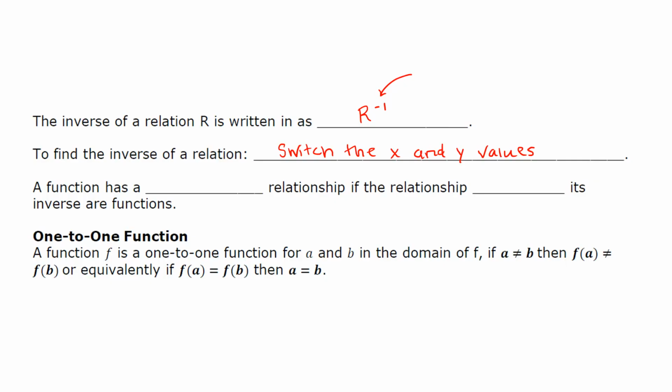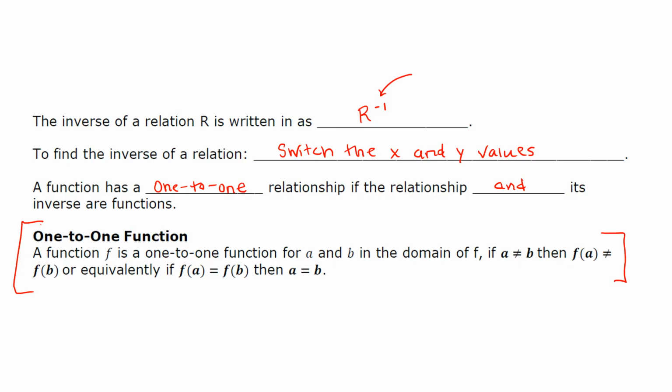A function has a one-to-one relationship if the relationship and its inverse are functions. So a one-to-one function, here's our definition. A function f is a one-to-one function for a and b in the domain of f if a doesn't equal b, then f of a doesn't equal f of b. Or equivalently, if f of a equals f of b, then a equals b.